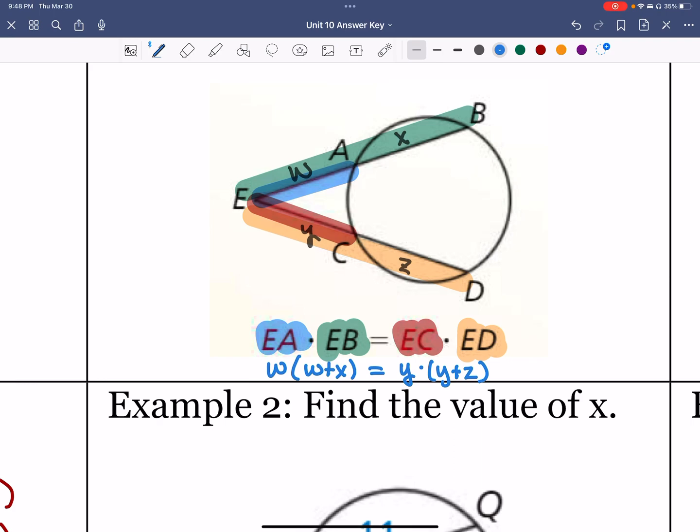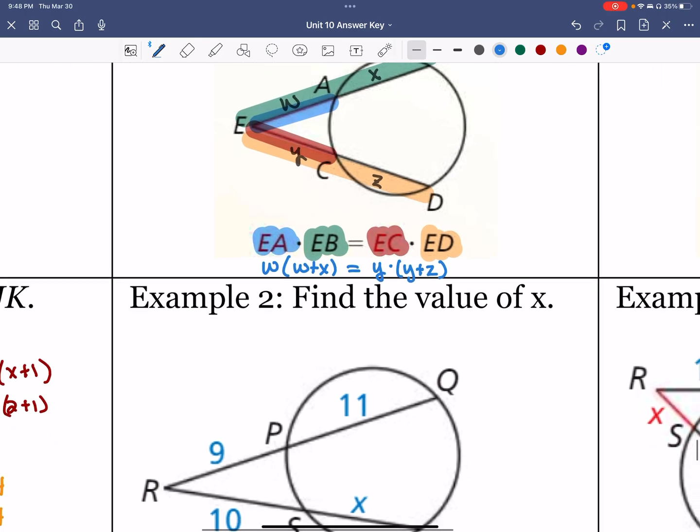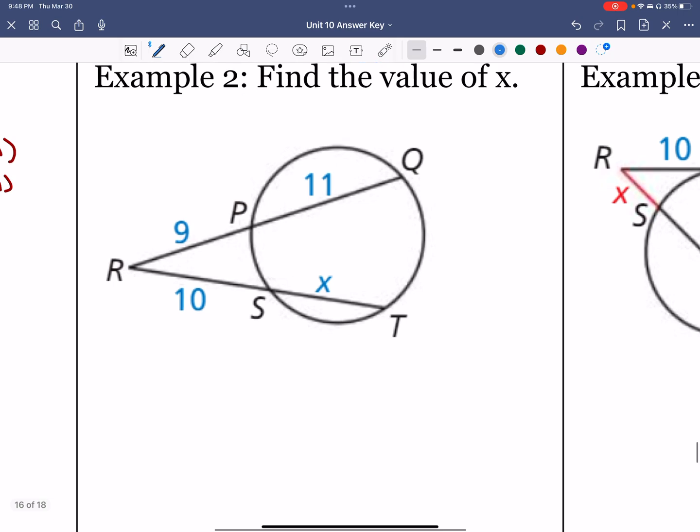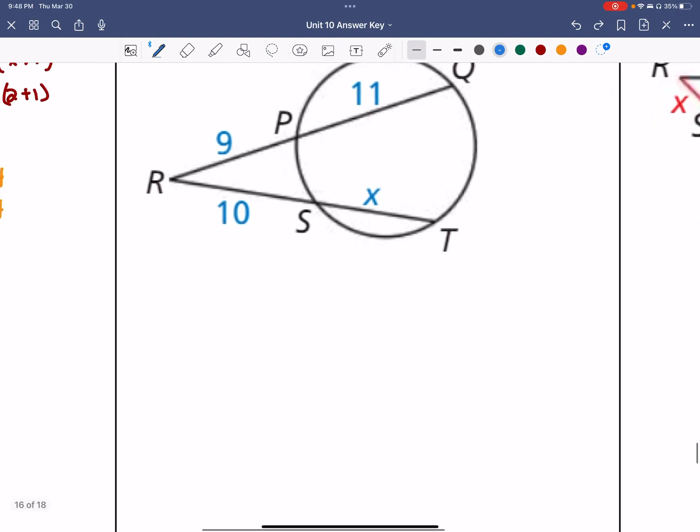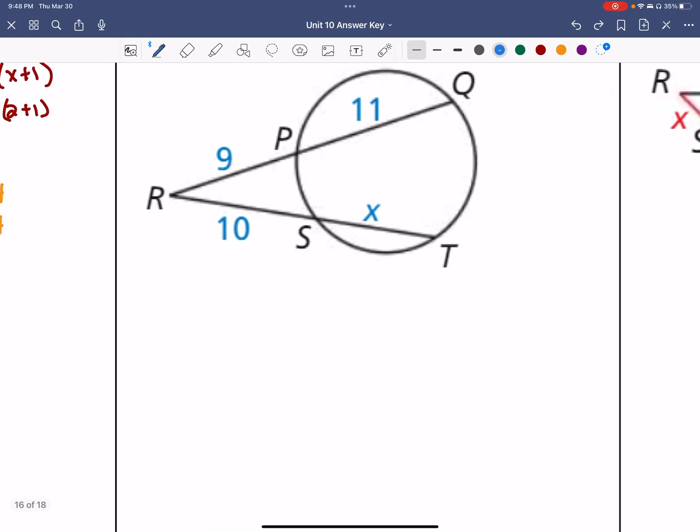So I might have to actually find one of my segments to be able to determine the rest of the information. So let's go ahead and look at example number 2 and use this formula. If you notice here, my x value is one of my interior spots, so I will end up having to solve a little bit different. So I'm going to state that RP times RQ is going to equal RS times RT.